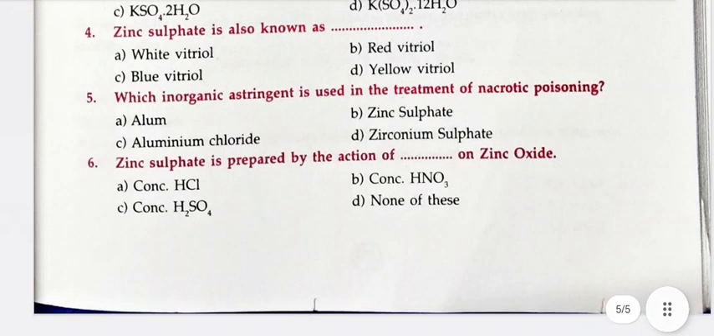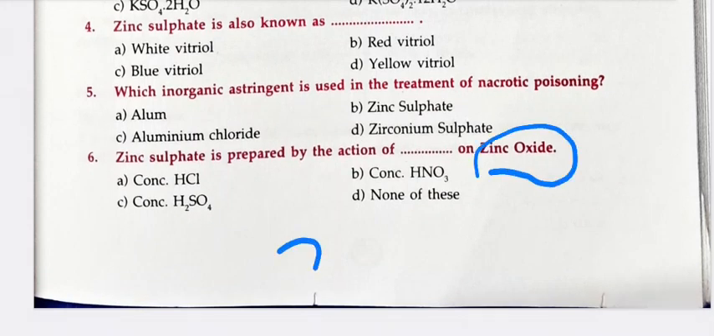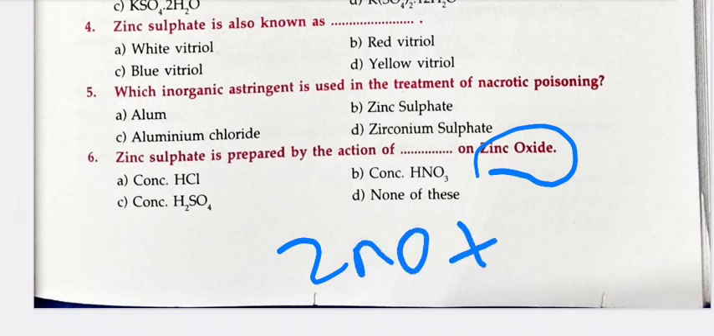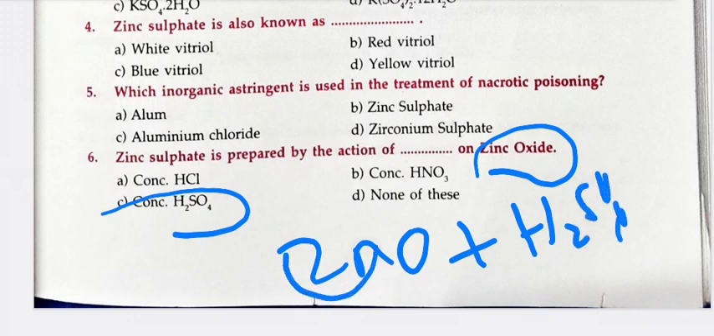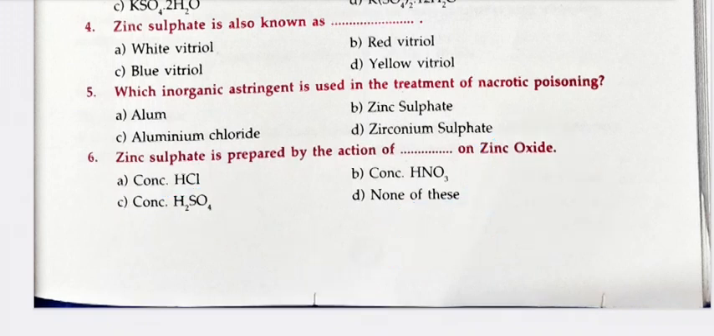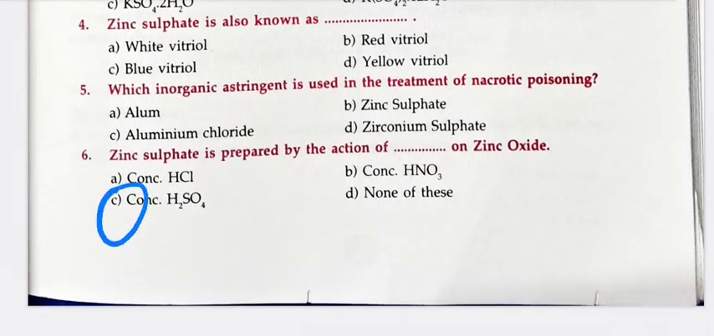Next, zinc sulfate is prepared by the action of dash on zinc oxide. Just remember that when zinc oxide is treated with sulfuric acid, you will get zinc sulfate. Concentrated sulfuric acid treated with zinc oxide gives the preparation. So you have read about preparation from this question, also fill-in-the-blank questions.